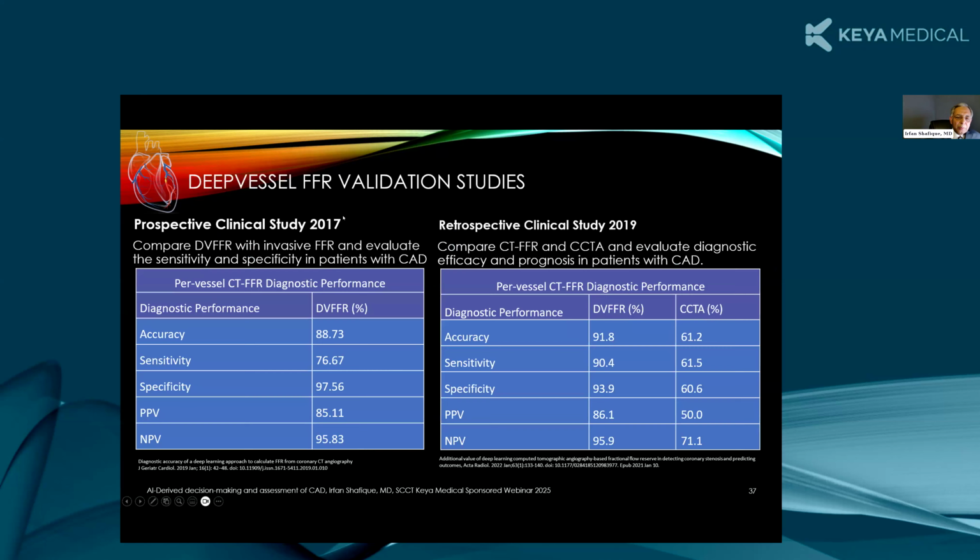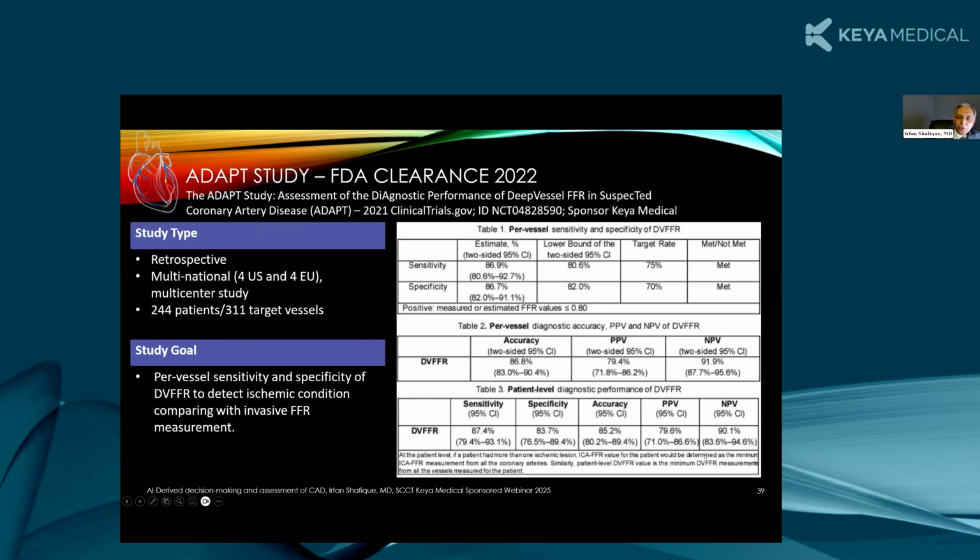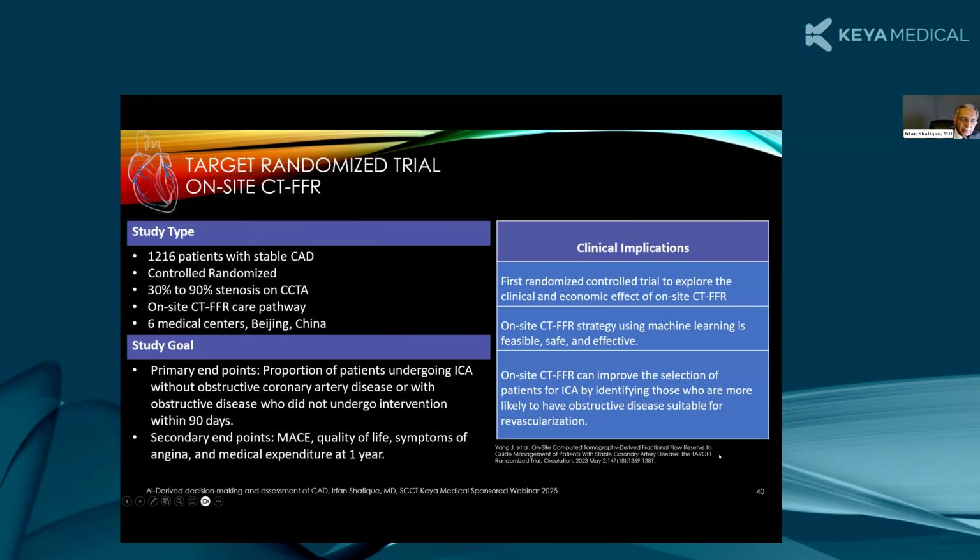Many studies were done for validation, in 2017 and 2019. They all showed really good accuracy, sensitivity, and specificity of CT FFR in correlating with the invasive FFR. This was an international multi-center trial done for FDA clearance. You can see five centers were here and others in Europe and other areas. The study showed really good results for the FDA clearance, with good sensitivity and a 95% confidence range. It was really very easy to pass that FDA clearance.